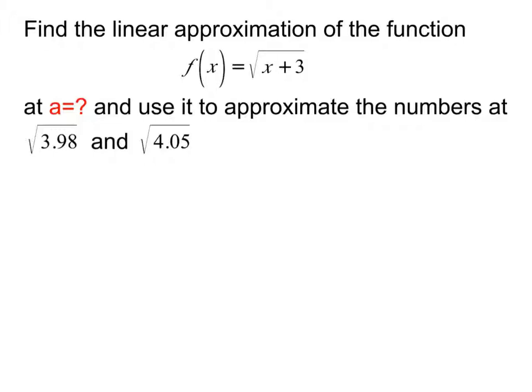So the first thing you have to do is figure out what the a value is. Notice that the two numbers I'm going to be working with here are both close to 4. In order to make this into a 4, we make a equal 1. So that's the a value we're using.